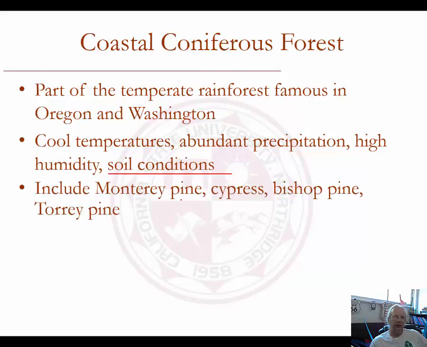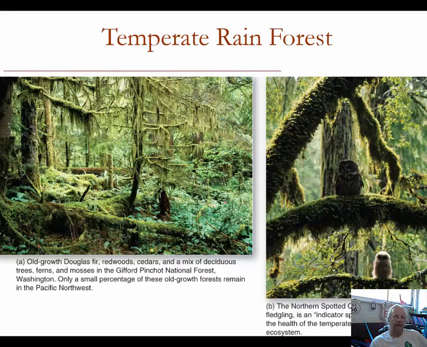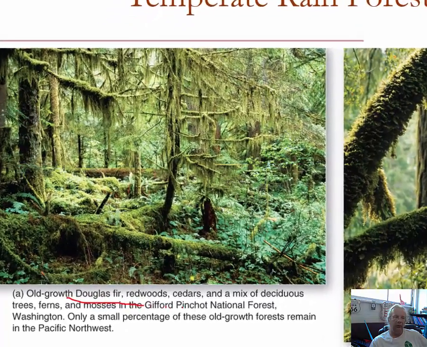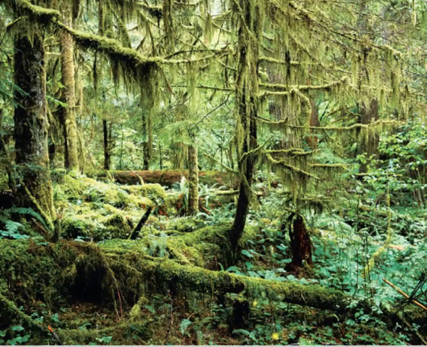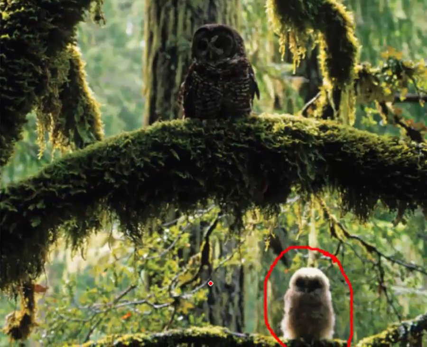You can find things like Monterey pine, cypress, bishop pine, Torrey pines, but the two biggies are the Douglas fir and the coastal redwoods. This is what it might look like here. Old growth Doug fir, redwoods, cedars, that sort of stuff, and the northern spotted owl with a chick here. And this is a species that was endangered when these old growth forests were being rapidly chopped down, because these kind of birds only nest in very old trees.